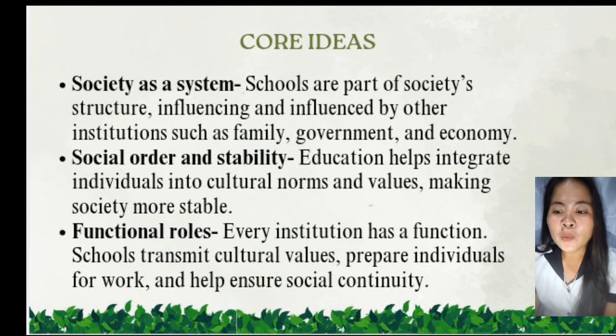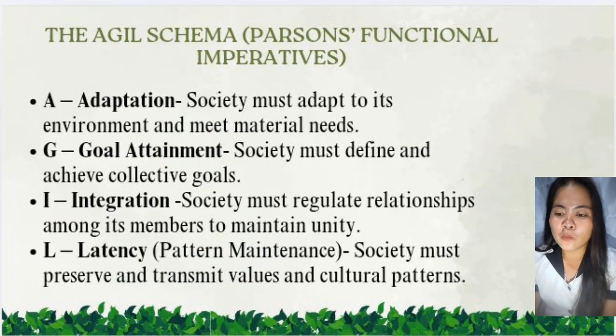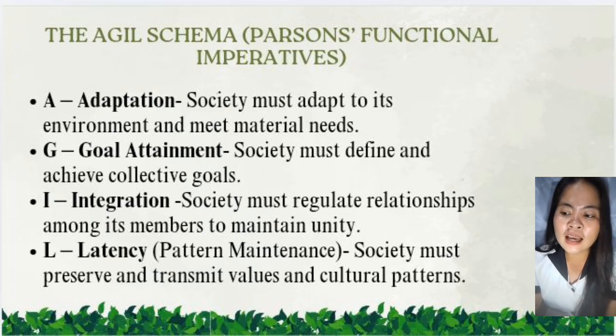At this point, we can deepen our understanding by examining Parsons' AGIL framework. The AGIL schema, or the Parsons functional imperatives. Parsons proposed the AGIL schema to explain the four basic needs that every social system must meet to survive. Education plays a vital role in all these four. So let us discuss each of these functional imperatives one by one.